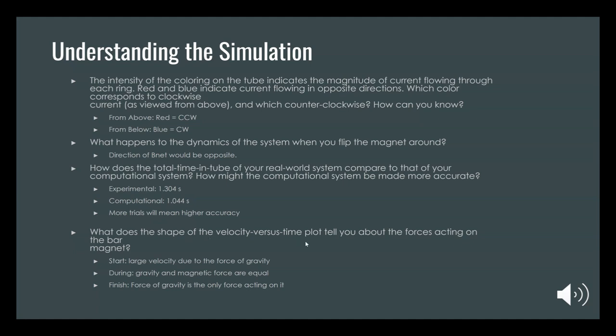What does the shape of the velocity versus time plot tell you about the forces acting on the bar magnet? So at the start, there's a large velocity due to the force of gravity. During, the gravity and the magnetic force are equal. And at the finish, the force of gravity is the only force acting on it.